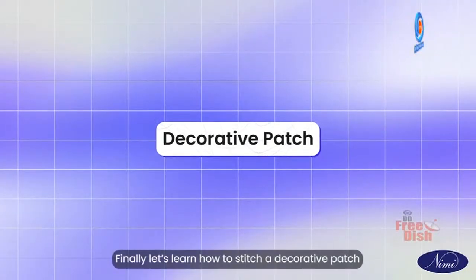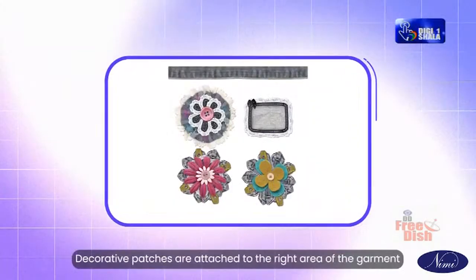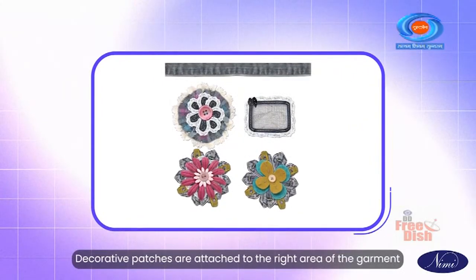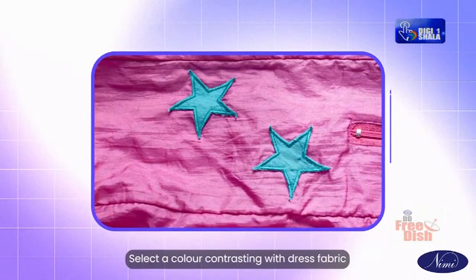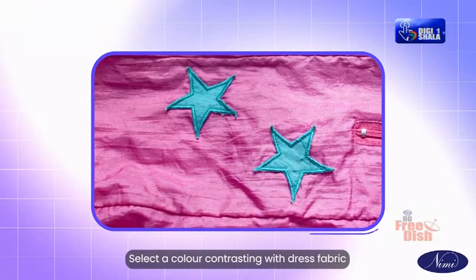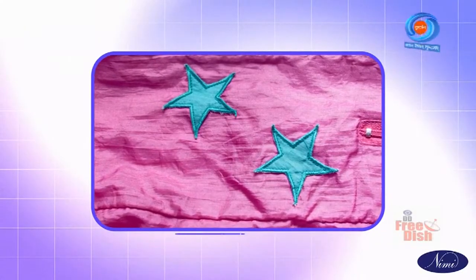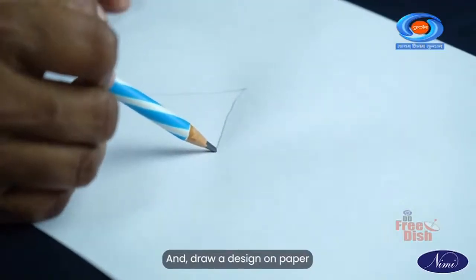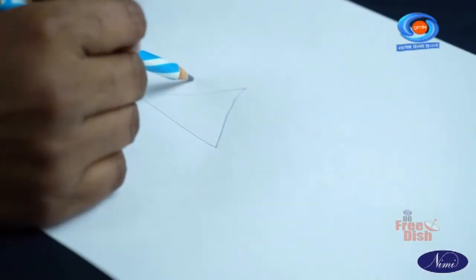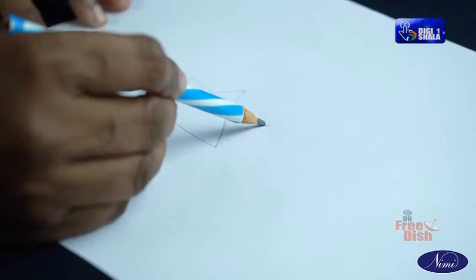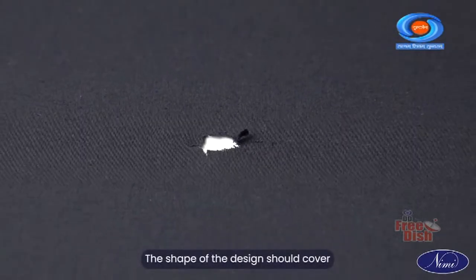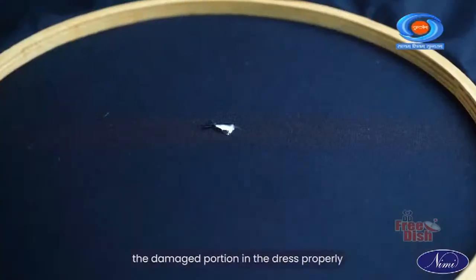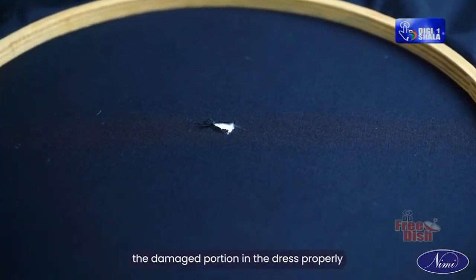Finally, let's learn how to stitch a decorative patch. Decorative patches are attached to the right area of the garment. Select a color contrasting with dress fabric and draw a design on paper. The shape of the design should cover the damaged portion in the dress properly.